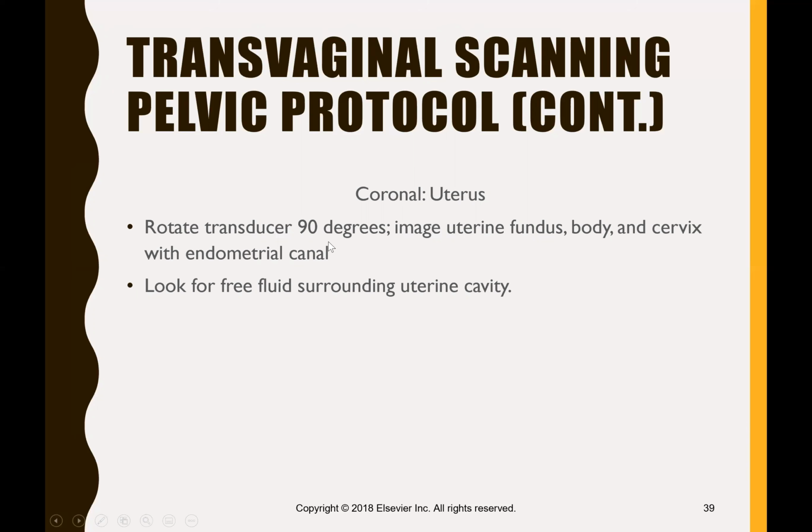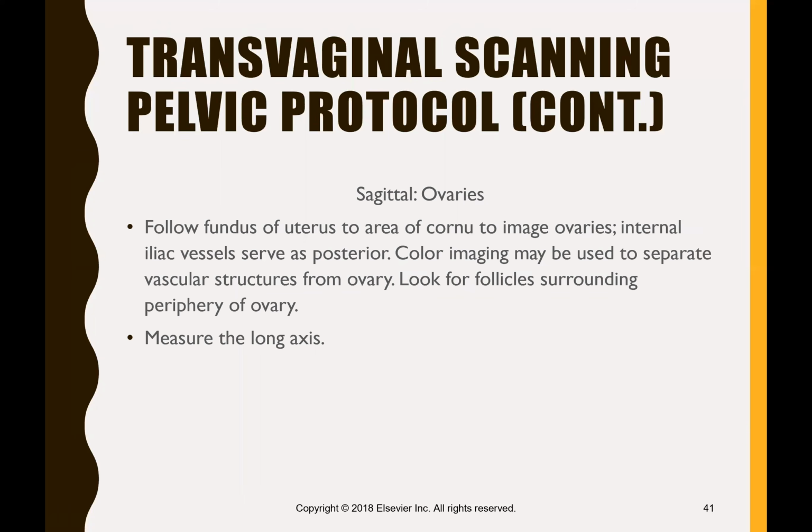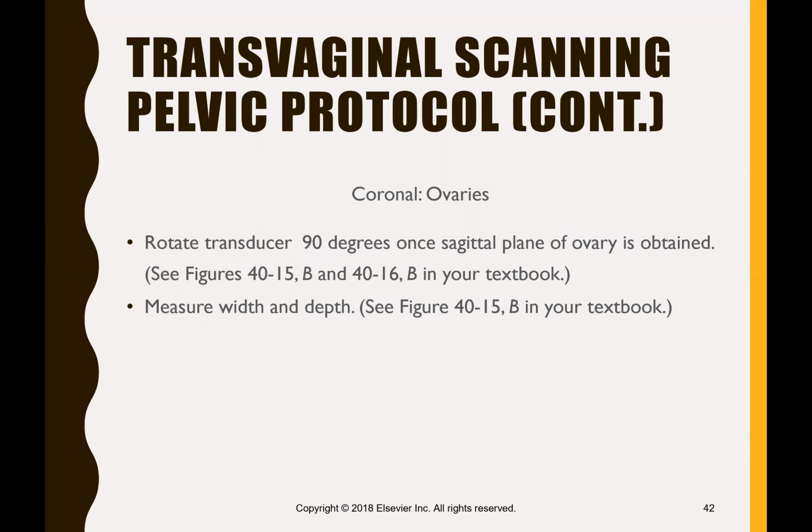Rotate the transducer 90 degrees and image the uterine fundus, body, and cervix. Look at that beautiful image. Then you'll look at both ovaries. So you'll go sagittal to the right to see the right ovary. You'll take some images, do a color image, and measure the long axis. Then you'll turn the probe 90 degrees to get the transverse measurement, or the width.